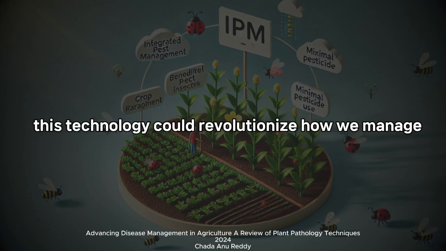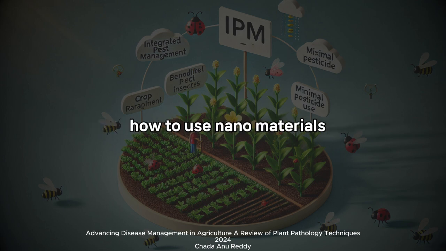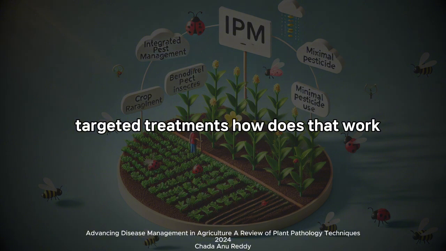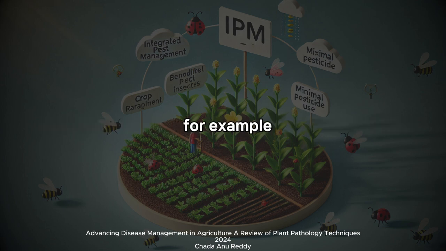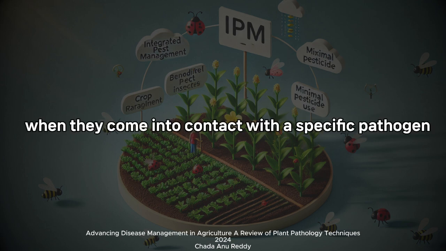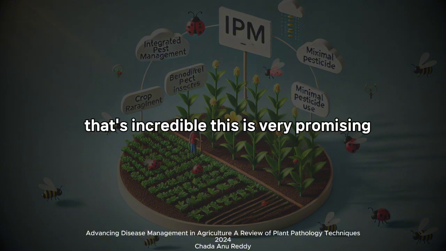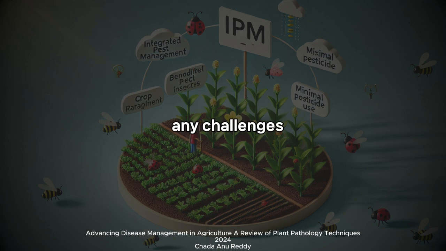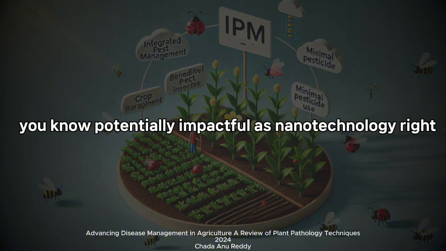It's incredible. This technology could revolutionize how we manage plant diseases. Absolutely. And it's not just about detection either. Researchers are also exploring how to use nanomaterials to deliver targeted treatments. Targeted treatments? How does that work? So imagine tiny microscopic capsules that only release fungicides, for example, when they come into contact with a specific pathogen. Wow, so it's like a tiny little missile system for plant diseases. Exactly. That's a great way to put it. That's incredible. This is very promising, but are there any challenges in developing these types of technologies? Oh, of course, with any new technology. Right. There are always challenges, especially when you're talking about something as potentially impactful as nanotechnology.